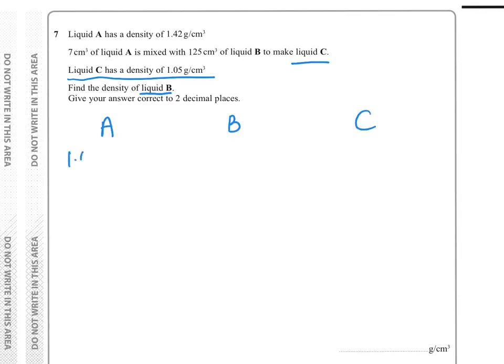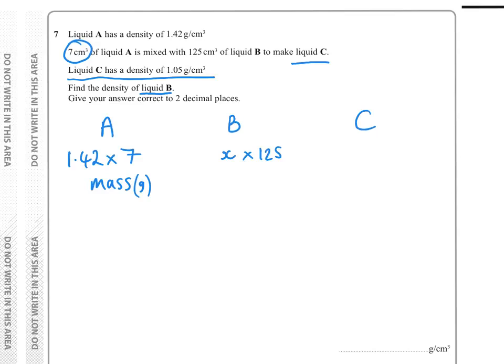A has 1.42 grams per centimetre cube, but we're told that 7 of them are added of liquid A. So that's the mass, because we've got 1.42 grams for every centimetre cube of that liquid. And as we had 7 of them, that's the total amount of grams. Okay, so we can put that in grams. For B, well, what have we got? We've got 125 centimetre cubes of liquid, but we don't know what the density is, okay? And that's what we want to find out.